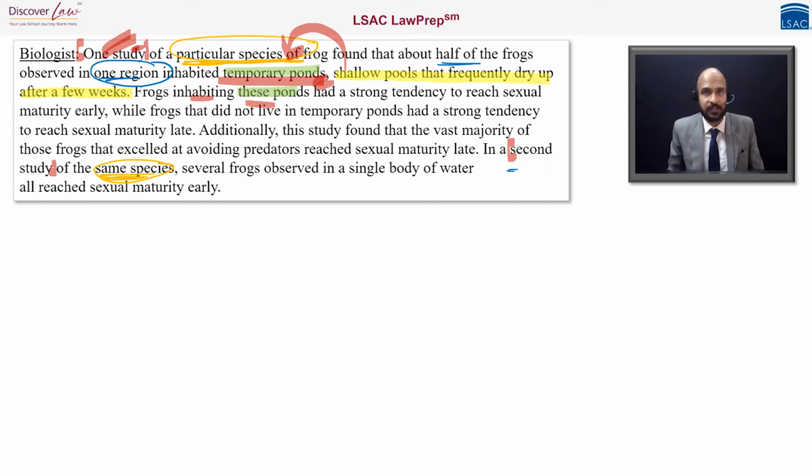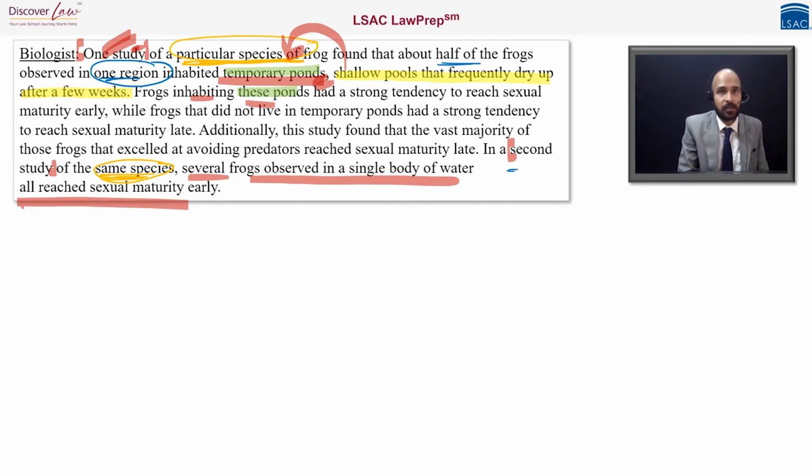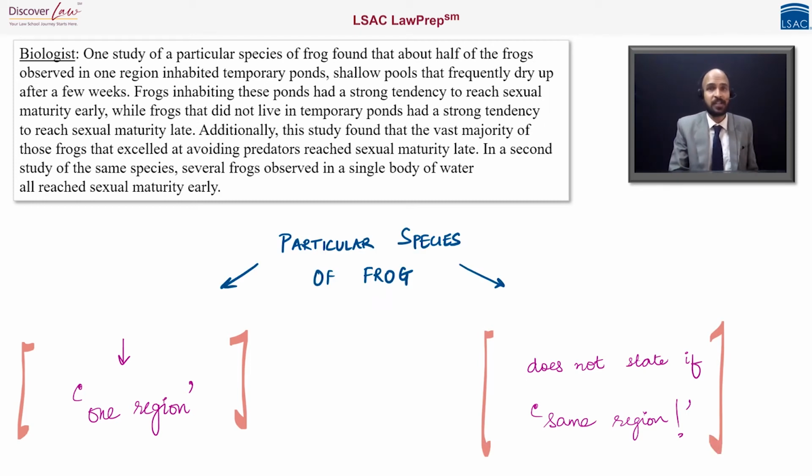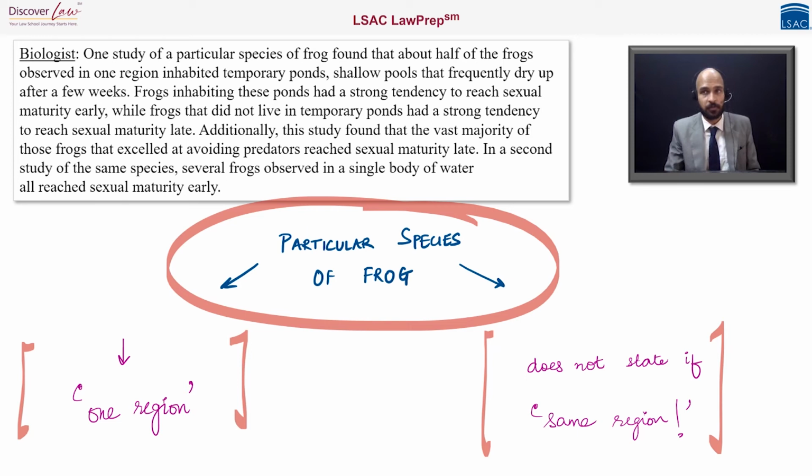Let's look at the second study. It says in a second study of the same species, it was observed that several frogs observed in a single body of water all reached sexual maturity early. This is a lot of information to deal with. Let us see if we can simplify it for ourselves. As I said, the first study talks about one region, whereas the second study does not state if it is the same region. But both the studies deal with a particular species of frog.